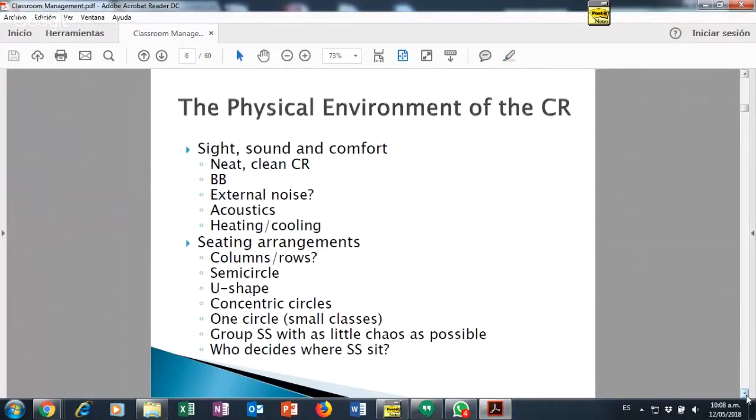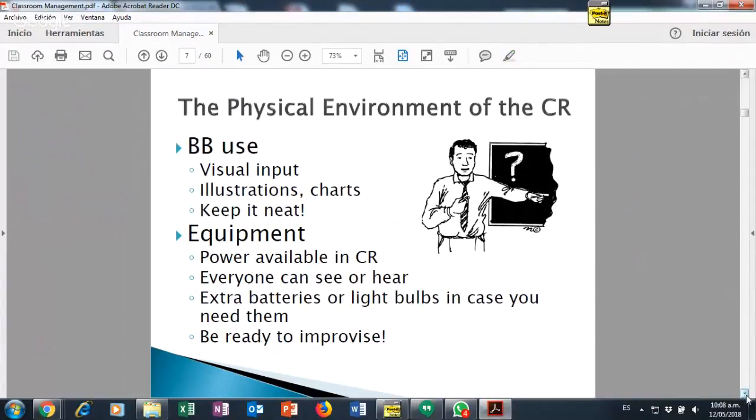There. Okay. All right. The physical environment of the classroom, again, Blackboard use. For the Blackboard, we need a visual input. We need illustrations and charts, and we always need to keep it clean. Okay, I'm going to show you how to use the whiteboard correctly because there is a strategy that we have to follow, and that is the physical strategy. But I'm also going to show you about the neurological effect on your students on how to use it.